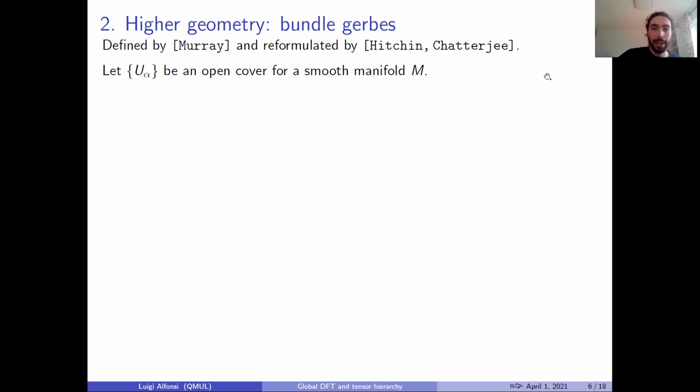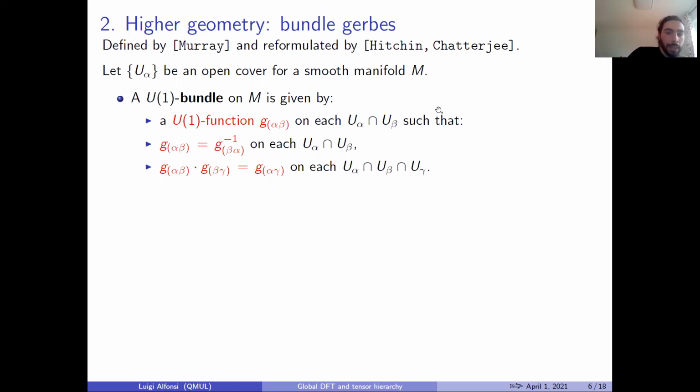Let's start from a smooth manifold M, and we consider an open cover. If we want to define a circle bundle, we notice that this is basically encoded by a local U1 function on each overlap of patches, such that it satisfies this condition. If you invert the order of the indices, you obtain the opposite. And then the important condition that makes it a cocycle is that on triple overlaps of patches, it needs to satisfy this equation here. So this is a usual circle bundle.